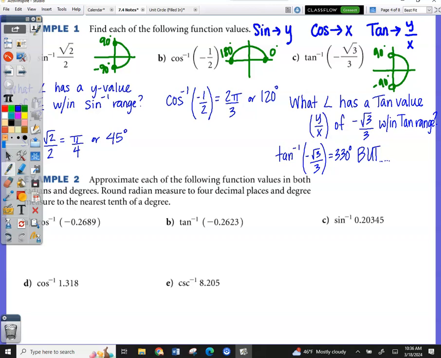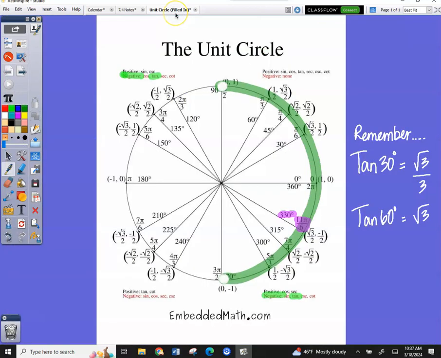Does that make sense? 330 is not within the acceptable range. It needs to read from negative 90 to 90. So that doesn't change the location of the angle. The angle is still right here. It's just a matter of, instead of saying you went all the way around and landed at 330, you got to stay in the green. You're saying you started here and you just went backwards negative 30. So negative 30 is the correct answer, okay?